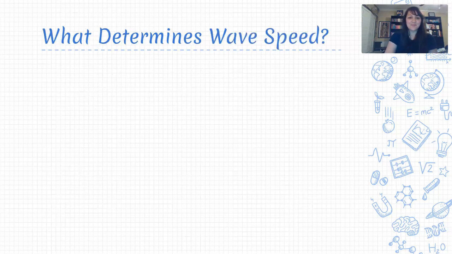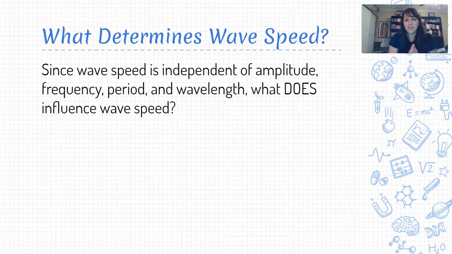Cool. All right. So at this point, we have determined from our investigation that amplitude has no bearing on wave speed. That was our third part of the investigation there. We've already established that frequency, period, and wavelength, none of those change the speed of the wave. So our question then is, what actually does influence how fast a wave is moving through a given area?